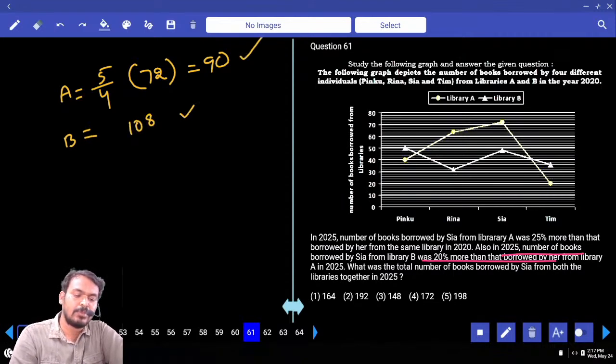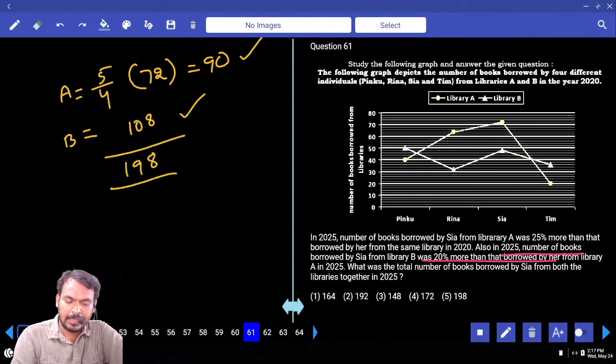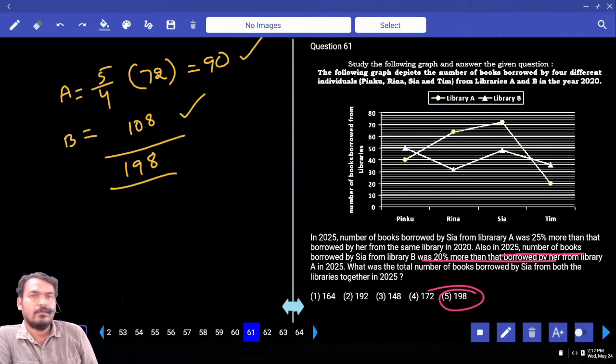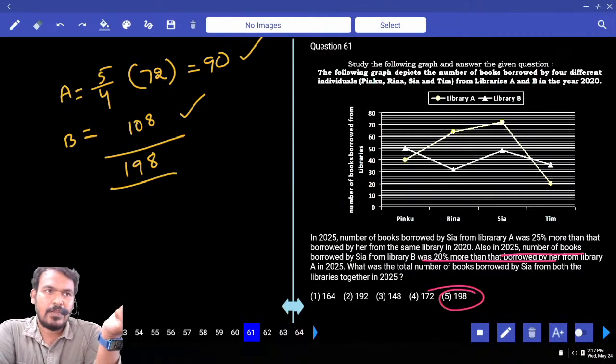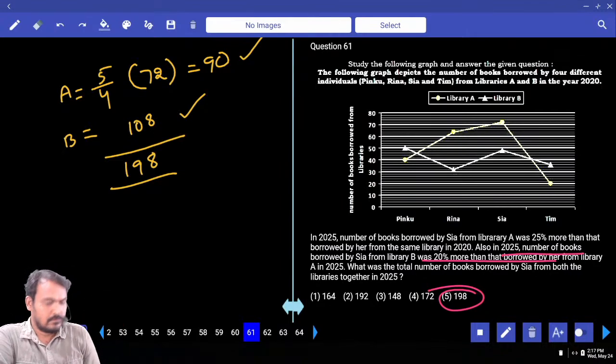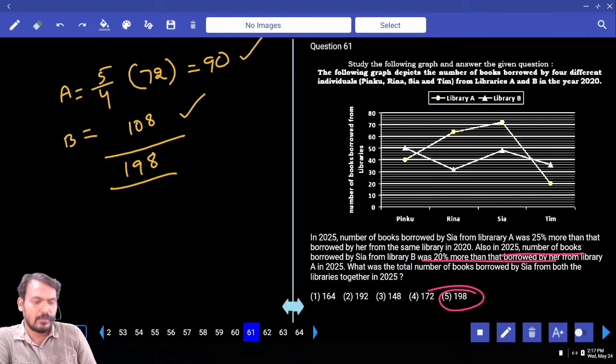Library A 90, library B 108. Both are adding 198. Which option? Fifth option. First we need to identify the A value. After that B value. Both are adding. 2025 A and B value.